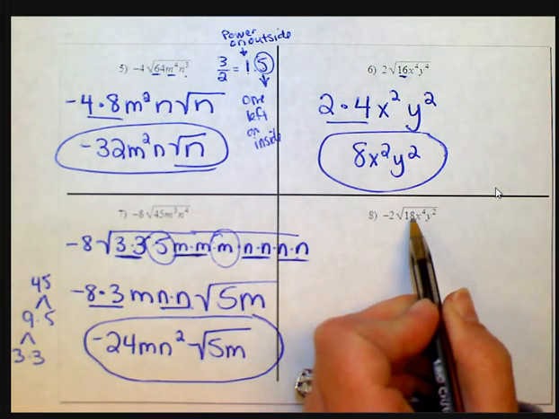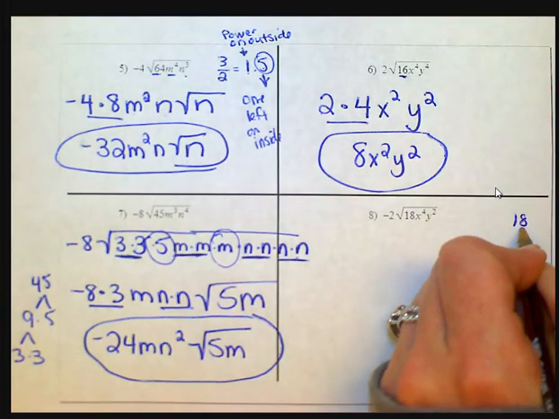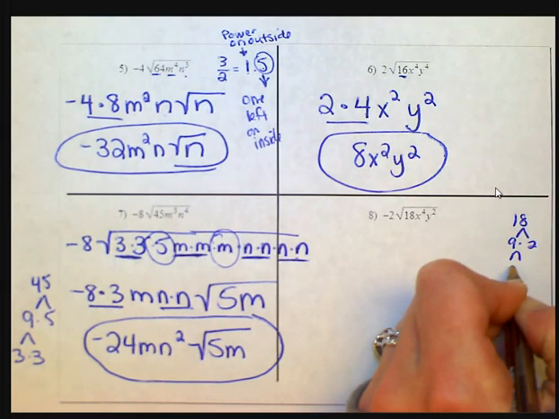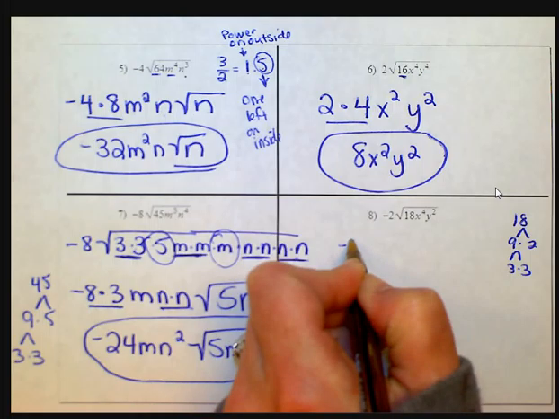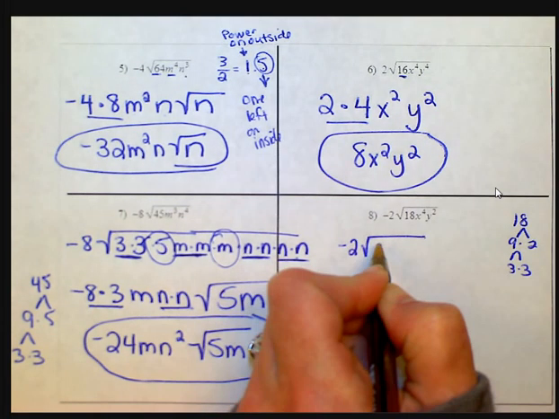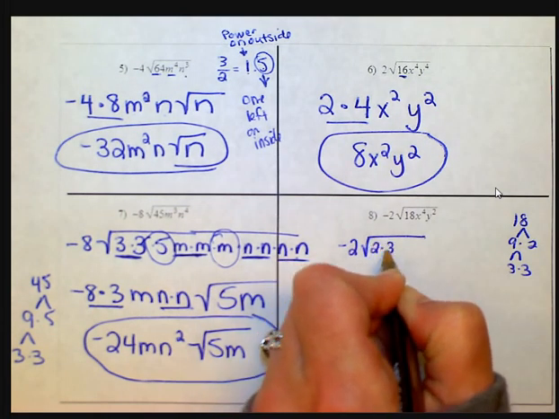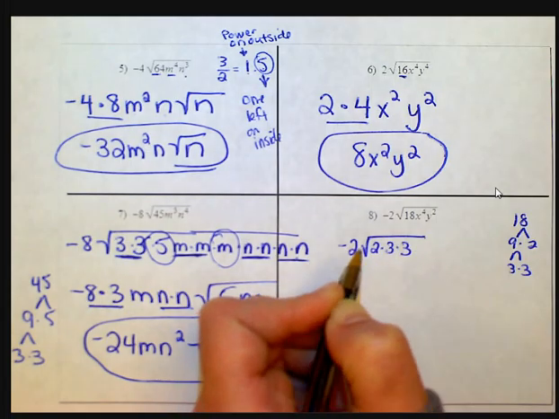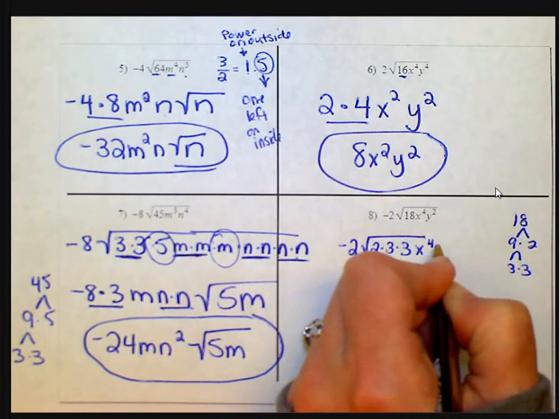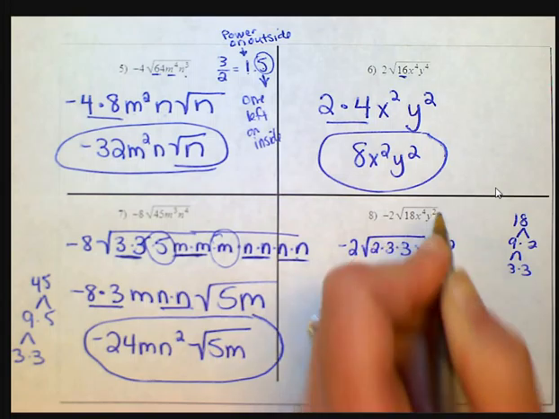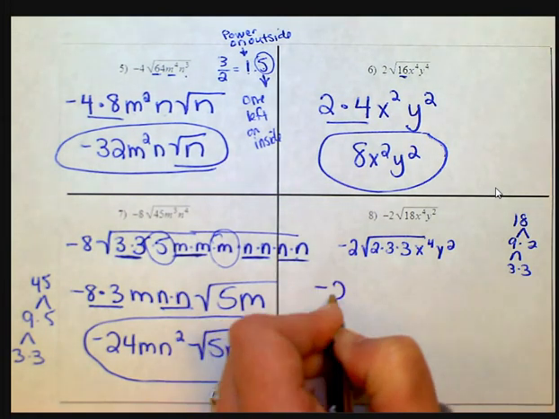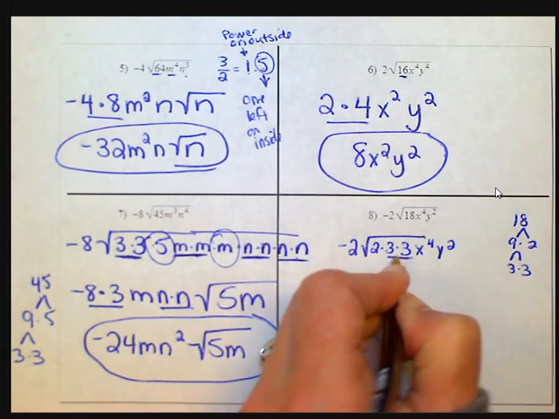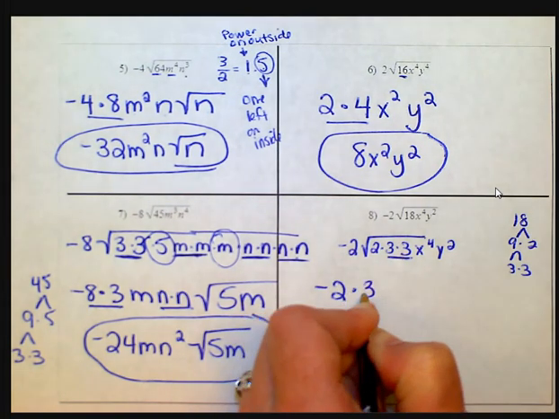All right, so number 8, the last one. We have 18 underneath there, and 18's prime factorization is 9 times 2, and 9 breaks down into 3 times 3. So I got a negative 2 on the outside. On the inside, I got 2 times 3 times 3. And then I got an x to the 4th, y squared, both perfect square variables because they have even powers. So I got the negative 2 from the problem. I got a pair of 3's on the inside, so 3 can come out.